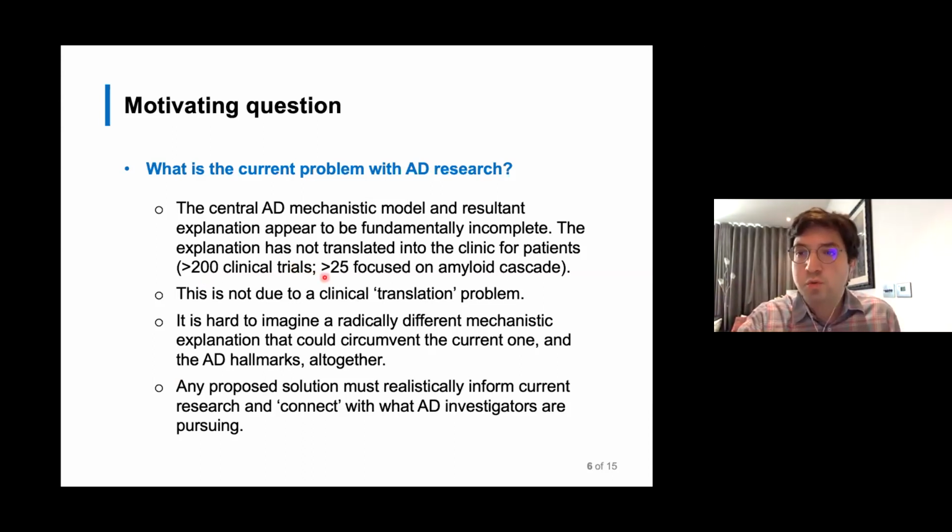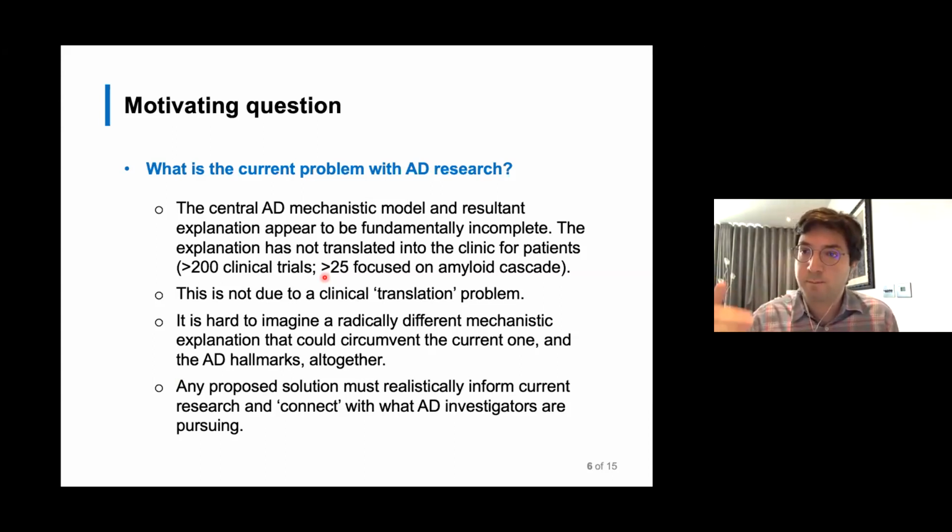Without going into too much detail, because I want to focus more on the positive account, my argument in the paper is that this amyloid explanation, the model, the mechanistic model, and the resultant mechanistic explanation appear to be fundamentally incomplete. And this incompleteness has, from what I can gather, very little or if anything to do with a problem of translating the medical biological understanding to the clinic.